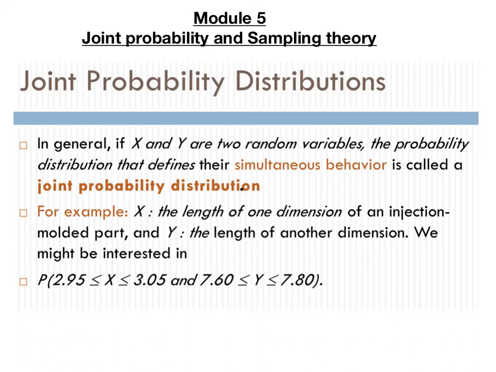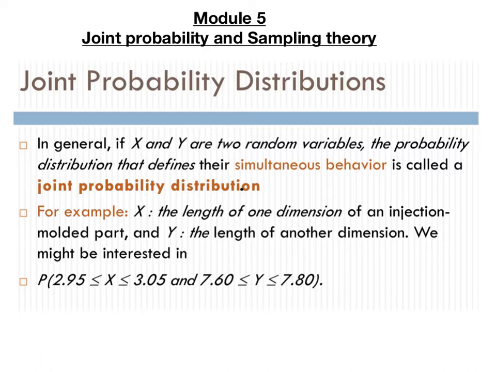The study of two random variables x and y together is known as joint probability, which defines the simultaneous behavior of the two random variables x and y. And the joint probability of the two random variables can be given as P, where the x value lies between two values, and similarly along with that the y value also lies between two values.